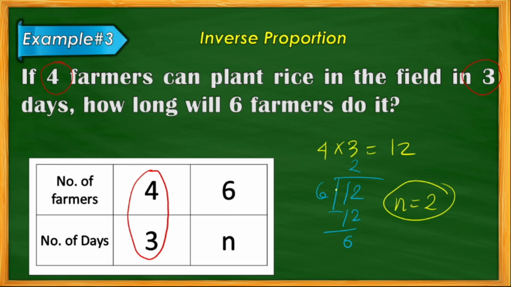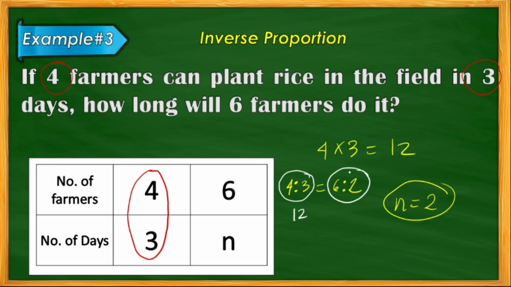Now, to check if our answer is correct, how do we check? This would be the ratio now. 4 is to 3 is equal to 6 is to n, where the value of n is 2. Again, to check if the 2 ratios are a proportion, you're going to multiply. 4 times 3, the answer is 12. 6 times 2, the answer is 12. 12 is equal to 12. The answer n is equal to 2 is correct.